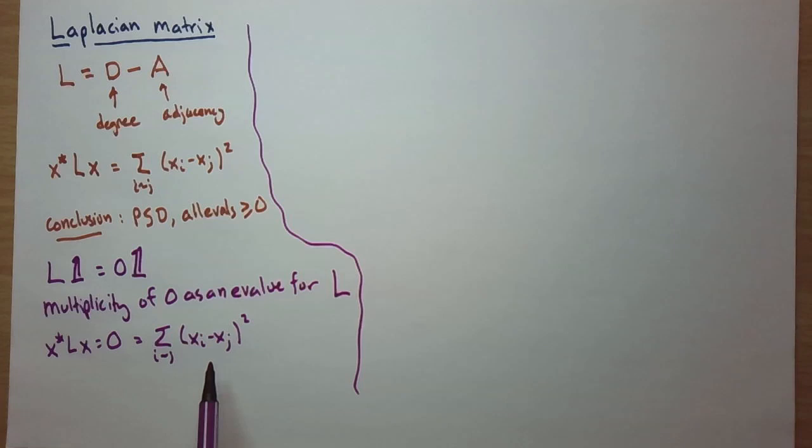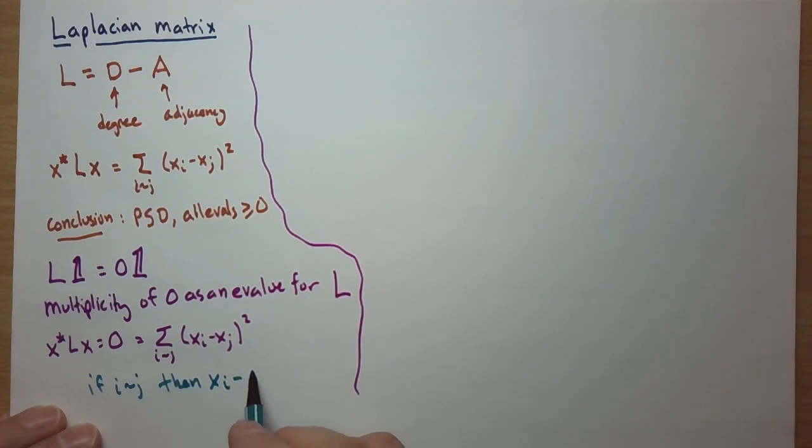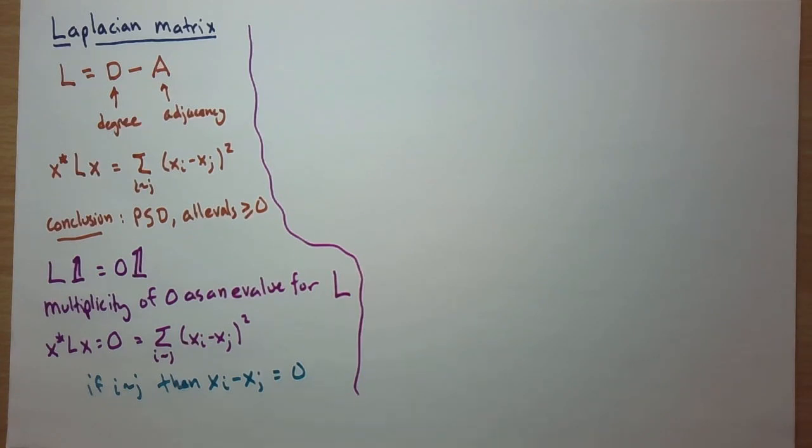So, we have a sum of squares equal to 0. What does that force on us? Yeah, it forces everything to be 0. And so, in particular, it says if i is adjacent to j, then xi minus xj has to equal 0. Well, of course, saying xi minus xj equals 0 is the same as saying xi equals xj. Now we start to think, what does that say about the graph?